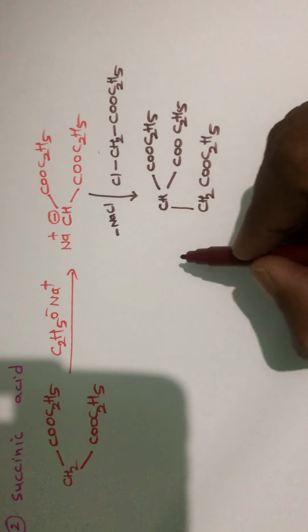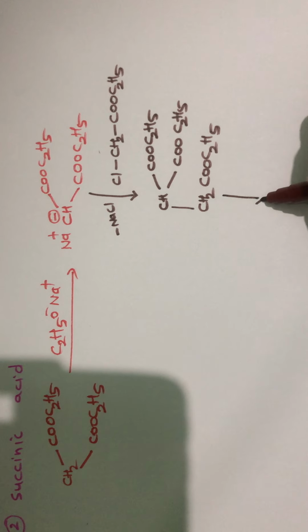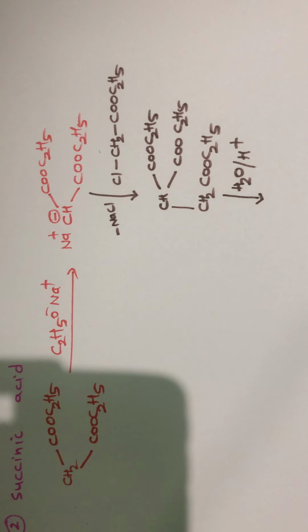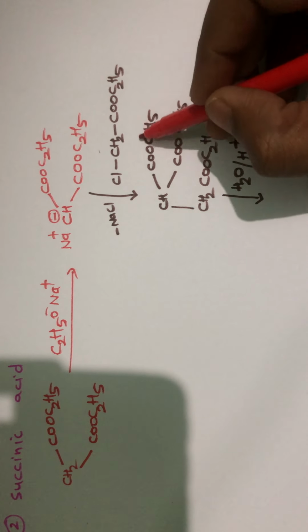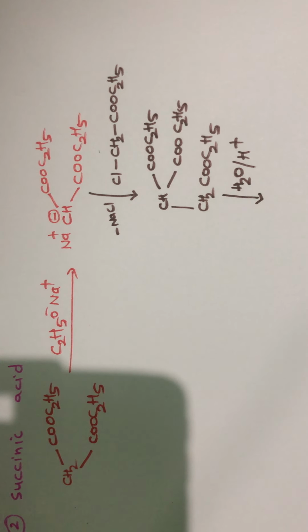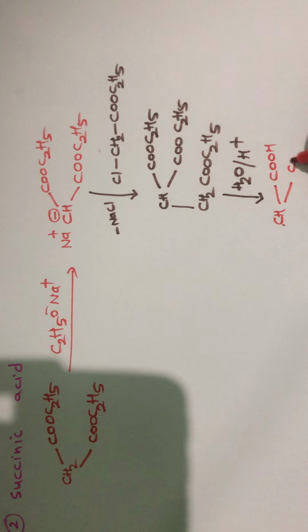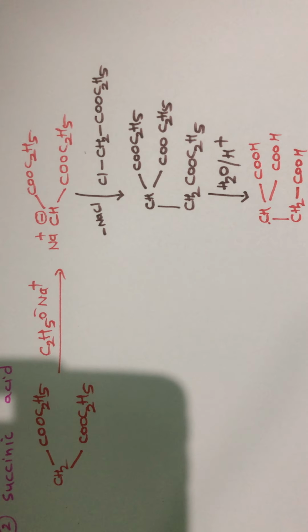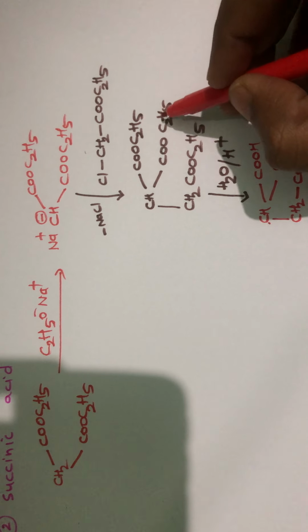Next, it is hydrolyzed. On acid hydrolysis, the ester gets converted into the corresponding acids. You know that esters on hydrolysis will give back acids, so you get this compound, CH(COOH)CH2COOH. This ester gets converted into acids.